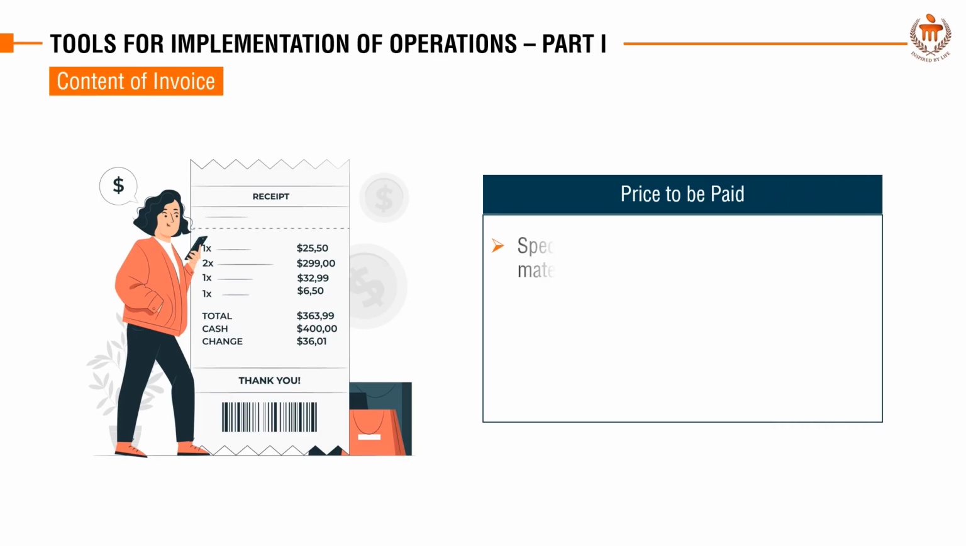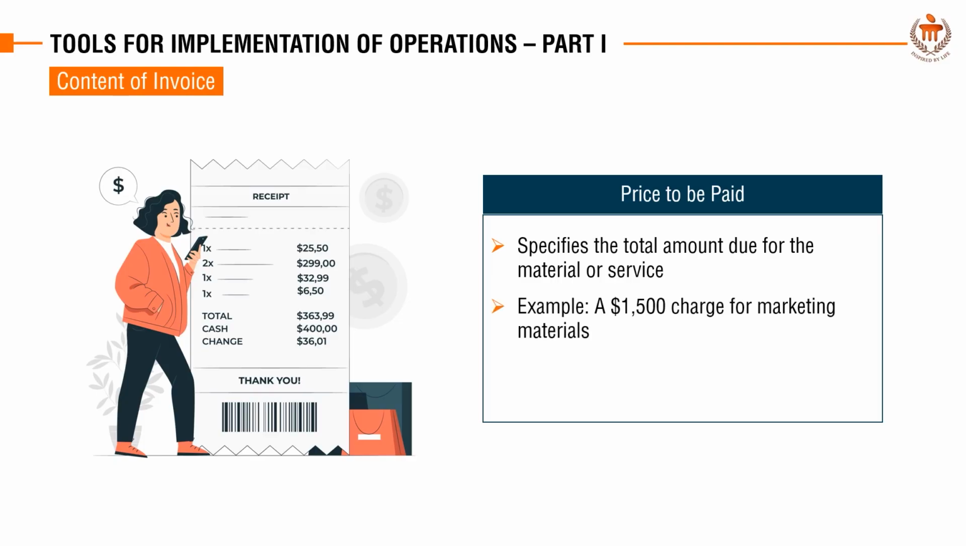Price to be paid. This component specifies the total amount that the customer is required to pay in exchange for the material or services. For example, if the graphic design agency charges $1,500 for the marketing materials, this amount would be clearly stated on the invoice. It may also break down the pricing if multiple services are provided, helping the customer understand what they are paying for and confirming that the price is reasonable and agreed upon.